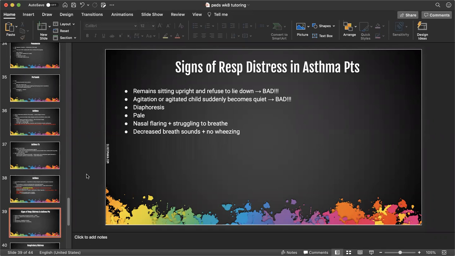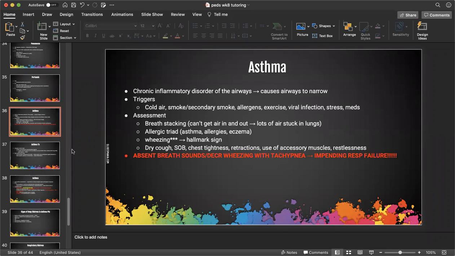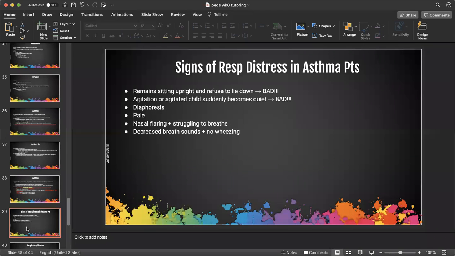Remember how I said on the first slide, if they have absent breath sounds and decreased wheezing with tachypnea, it means they're having impending respiratory failure. So here they're already in distress and we don't want them to go into failure.